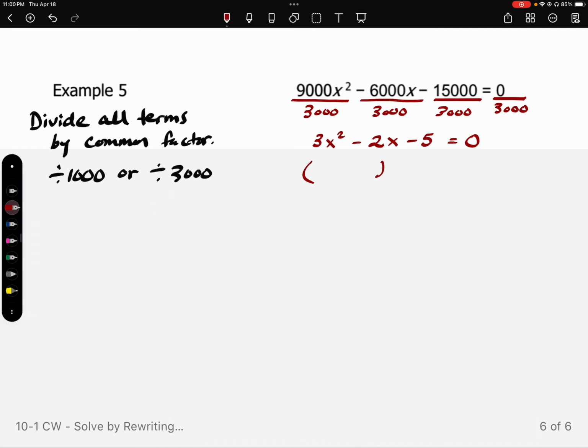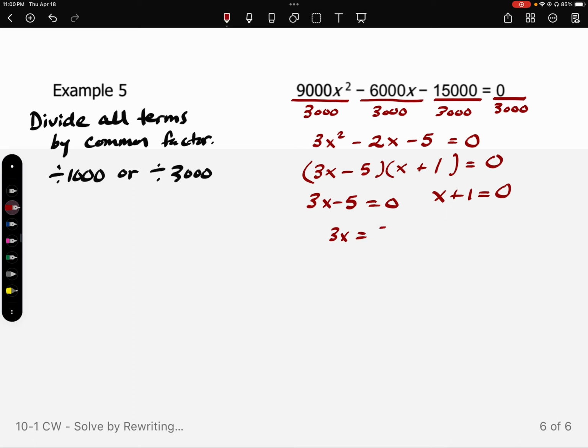When I go to factor it, you can pause the video and factor it if you'd like, but I should end up with 3x in the front, an x, and then we should have a minus 5 here and a plus 1 there. I didn't show all my details for factoring on that, but you're capable of factoring at this point. Now let's set each of our factors equal to 0 and finish solving.